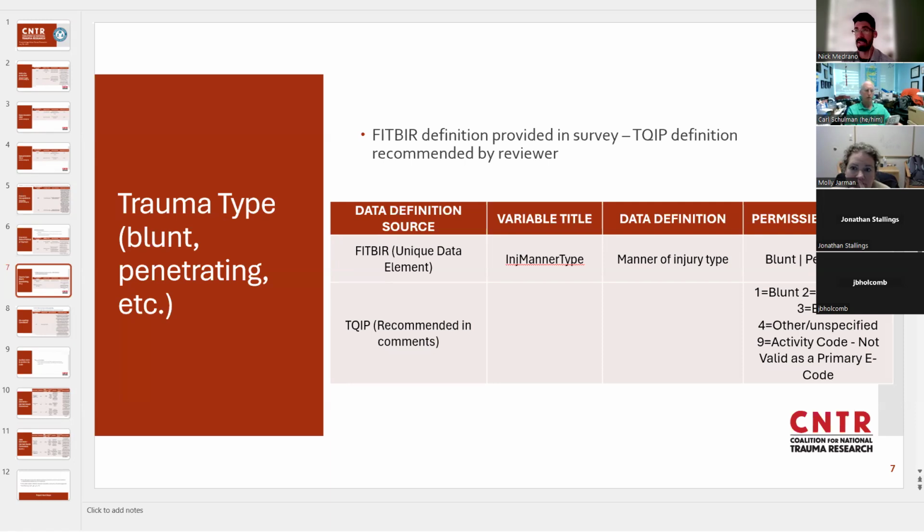So yeah, Dr. Stallings, I guess the TQIP data element injury type is what we're referring to. Whatever variable title and data definition, you've provided the permissible values for it. But if this is an element that we're going to be creating from scratch, which we have the ability to do, then we are going to want to align exactly with how TQIP has defined everything. Does that make sense? Yeah, I will look up.